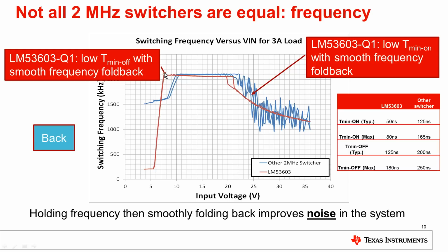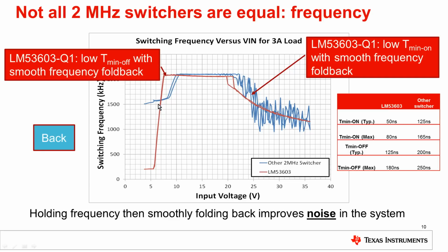Now let's move on to our deep dropout condition at the lower input voltage. Here again you can see the LM53603 has much better performance compared to the competitor device. And what is the reason? The reason is the much smaller minimum off time compared to the other switcher here.